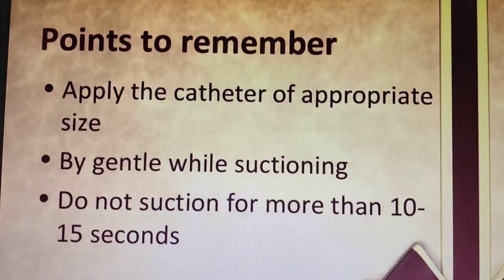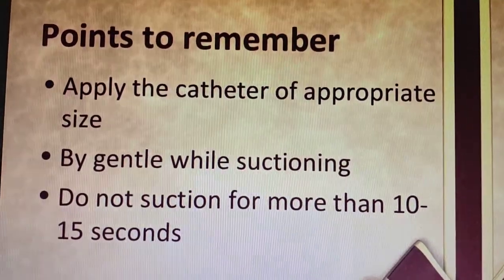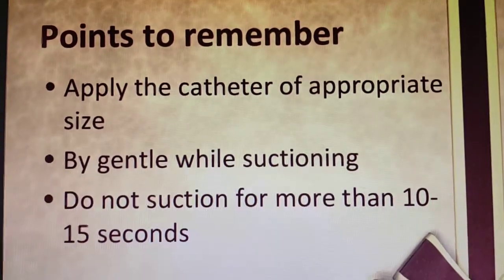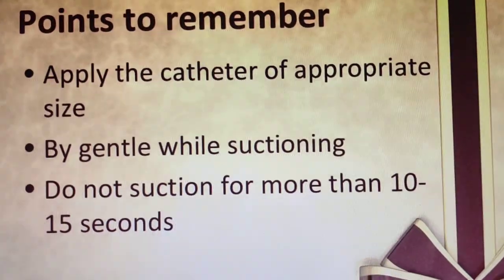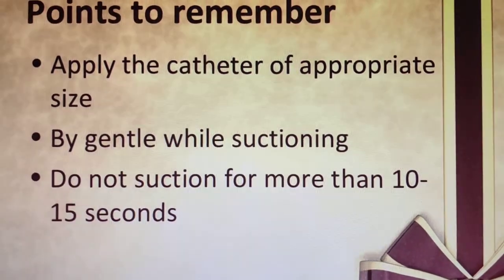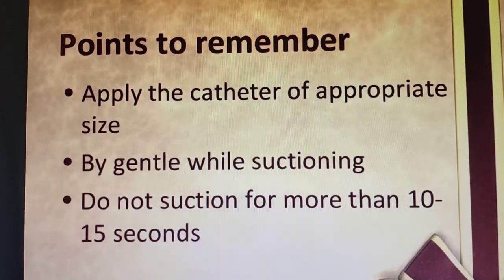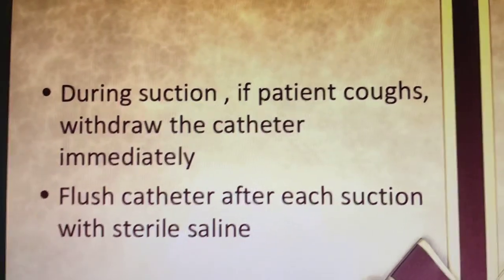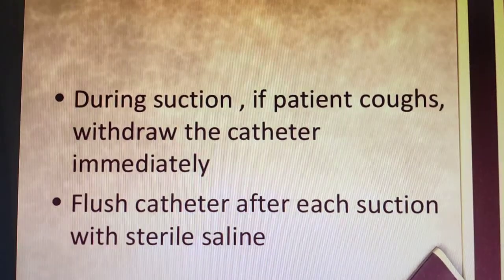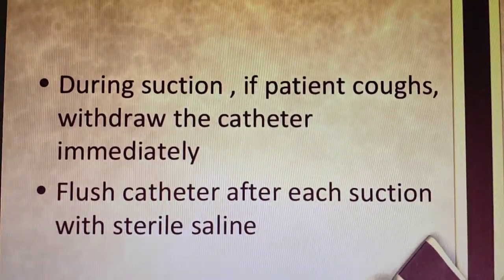Do not suction more than 10 to 15 seconds at a time. Once you have done 10 to 15 seconds, remove the catheter. After a few seconds, you go in again. Don't do continuous suctioning, otherwise the patient may have asphyxia. During suctioning, if the patient coughs, withdraw the catheter immediately. Clear? Flush the catheter after each suctioning with sterile saline.